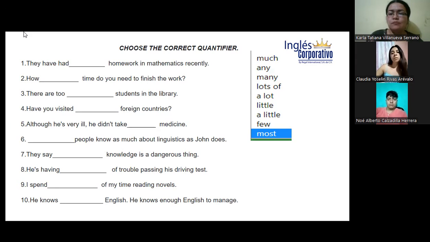Okay, look at the following exercises here. If we remember, we're talking a little bit about the quantifiers. And I just want to ask you, do you remember what is the function of a quantifier? Do you remember when do we use quantifiers?